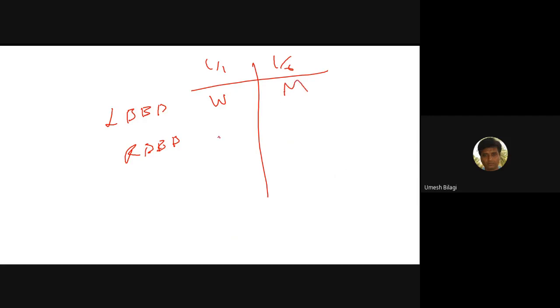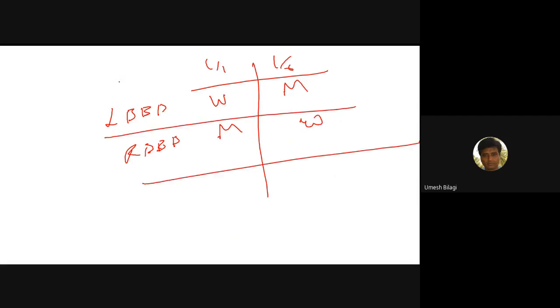LBBB, RBBB. Remember this? V1, V6. Here you get predominantly negative, so predominantly negative means it should be W. Predominantly positive, it should be M. And here you get M, you get W. You got this? This is a table.